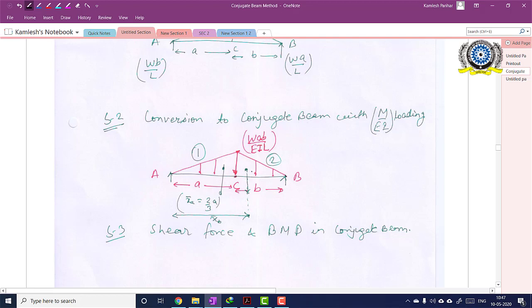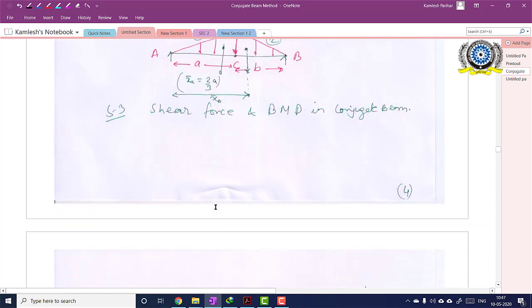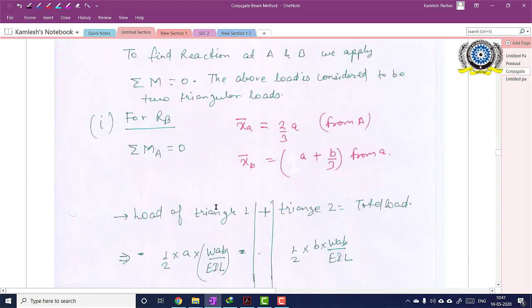Now to ease the calculation, to make the calculation easy, what I am doing is that I have divided these two triangular portions. So this is the portion number 1 and this is the portion number 2. So the load of triangular portion 1 will be W1 and the load of triangular portion 2 will be W2. Okay, and the centroid of a triangle, as you all know, lies at 2 by 3 a.